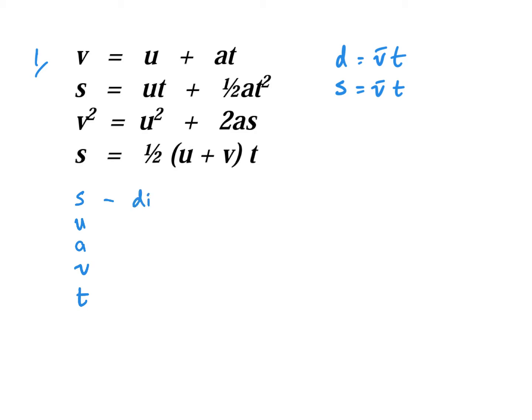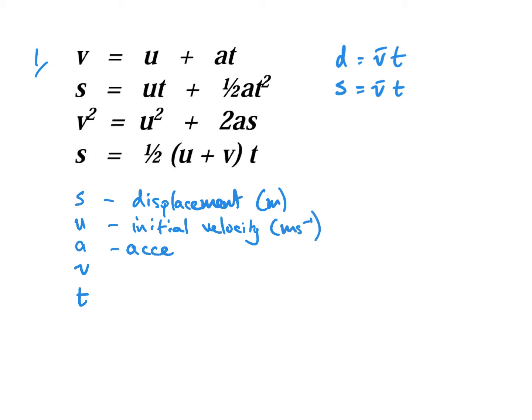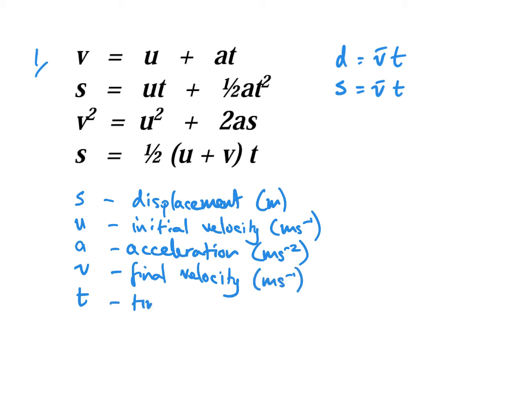So S, remember, is displacement, measured in meters. U is initial velocity, measured in meters per second. A is acceleration, measured in meters per second squared. V is final velocity and T is time in seconds. So these are the various things that we can measure about something that's accelerating.